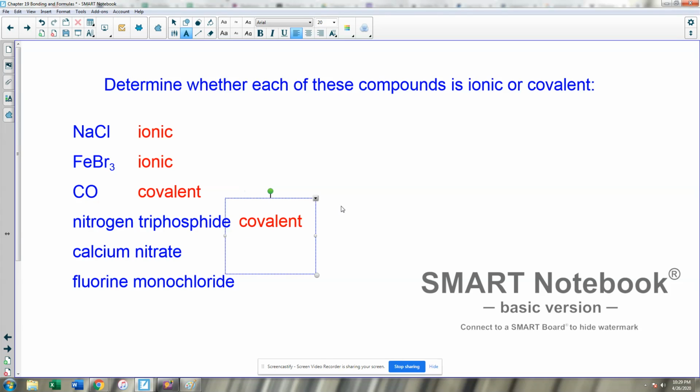Calcium is a metal, nitrate is a nonmetal ion, so that's going to be ionic again. Fluorine monochloride, so fluorine and chlorine. Mono, again, we see in there. Mono isn't an element, it's just a prefix, but we can see chloride is chlorine. So those are both nonmetals, so that's going to be covalent. Okay. I want you to be able to distinguish between the two of those in the assignment that I give you.